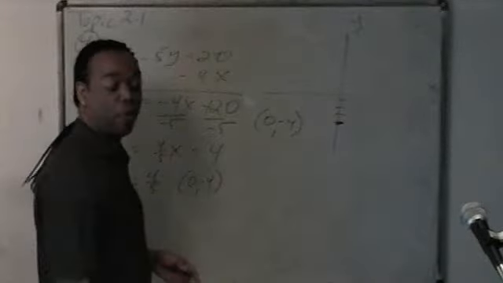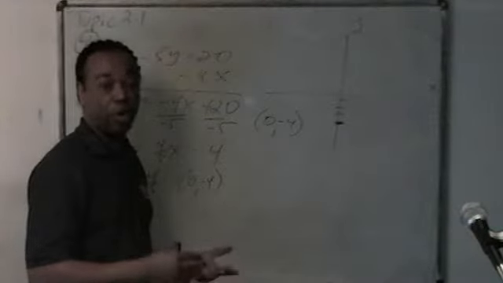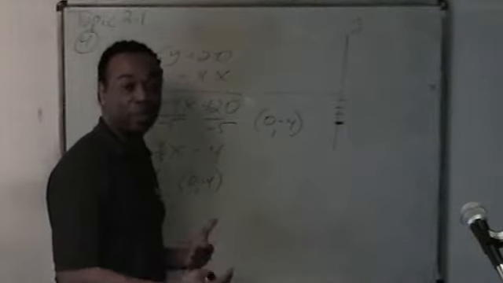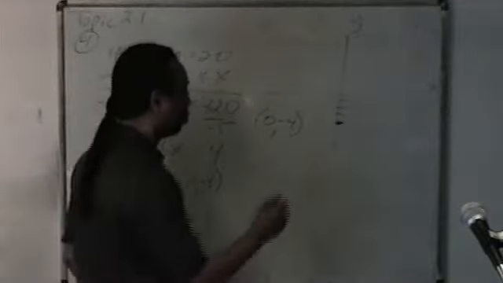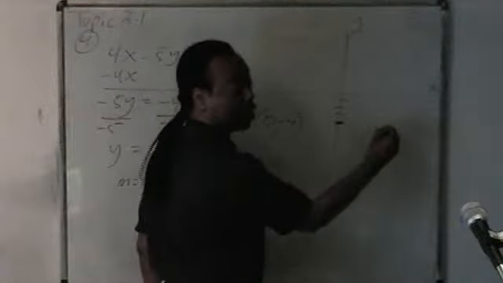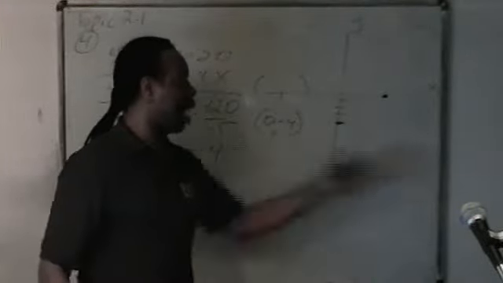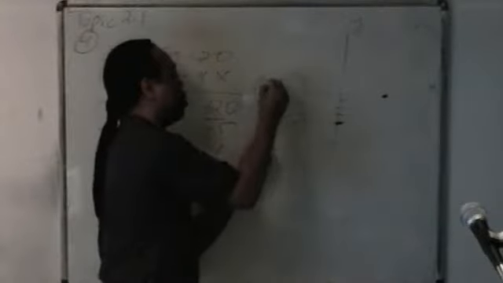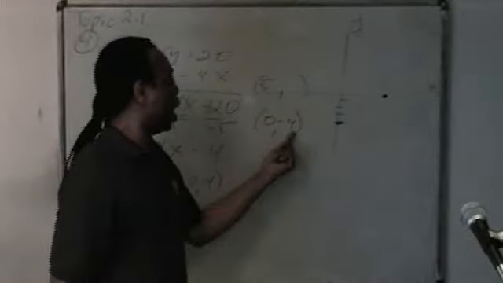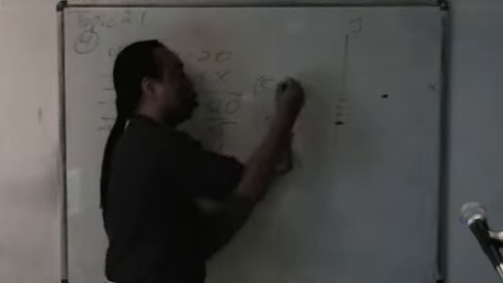Next, my slope is 4 over 5. That means I'm going to rise 4 and run 5, or run 5 and rise 4. So that's run 5: 1, 2, 3, 4, 5. Now let's rise 4: 1, 2, 3, 4. This new point here, because I ran 5 and I started at 0, I'm now at 5. I also rose 4, so I was at negative 4 and I rose 4, now I'm at 0. So the point is 5, 0.